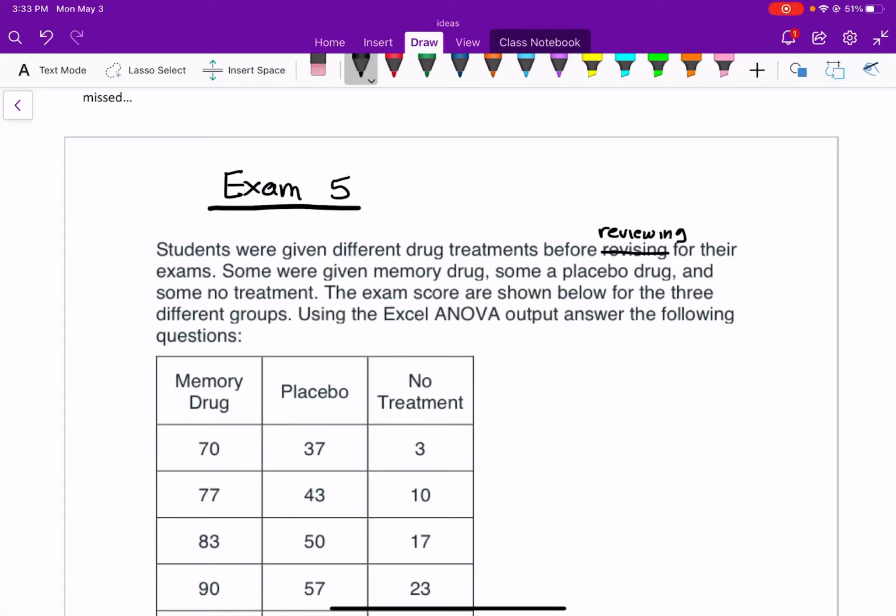Okay, so I wanted to go over two of the questions from exam 5. This one said students were given different drug treatments before reviewing for their exams. Some were given memory drugs, some a placebo drug, and some no treatment at all. The exam scores are shown below for the 3 different groups. Using the Excel ANOVA output, answer the following questions.